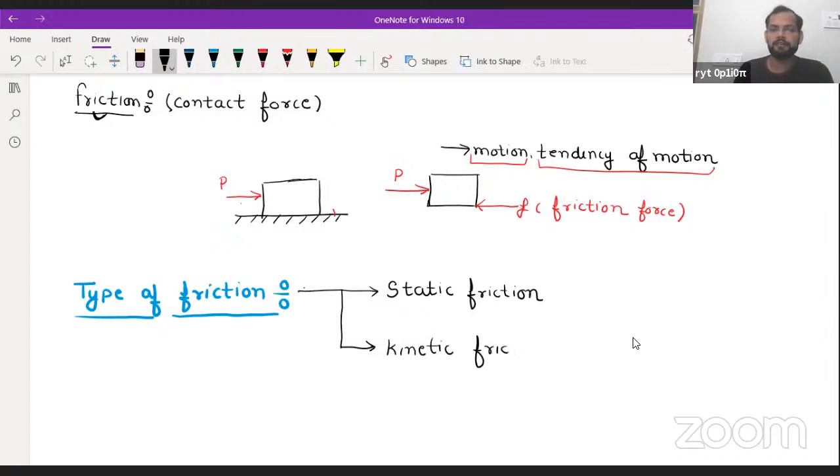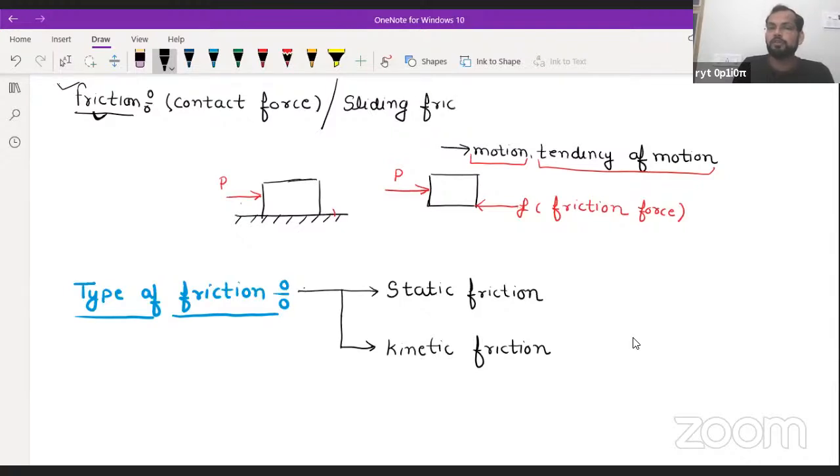Second one is kinetic friction. So here it is saying that there is rolling friction and sliding friction. Keep a note that whenever we simply denote the friction term, we are talking about the sliding friction only. Whenever simply friction is mentioned, that means we are describing the sliding friction only.